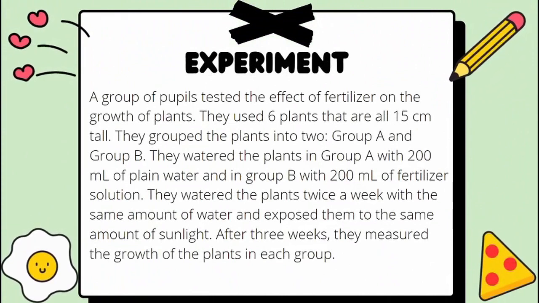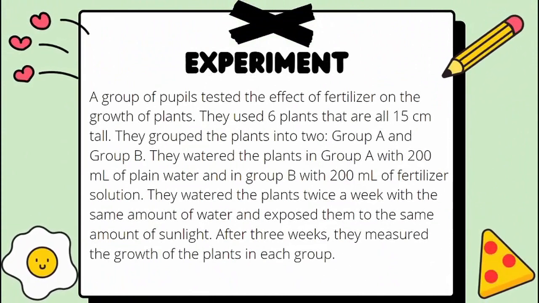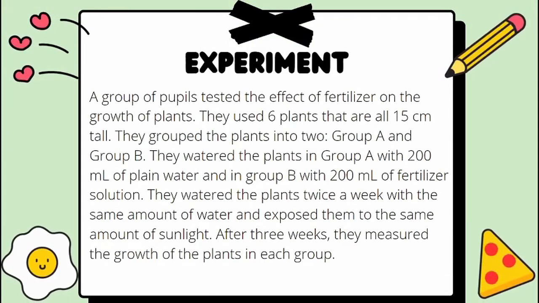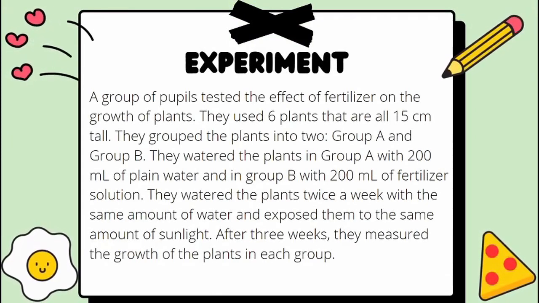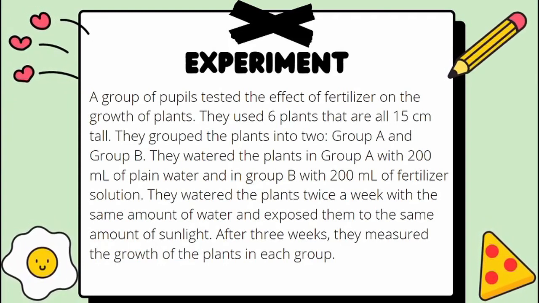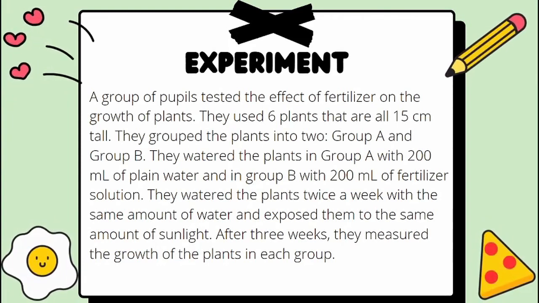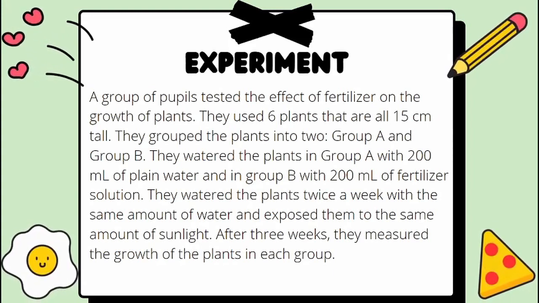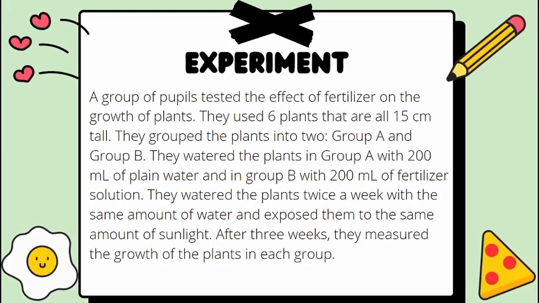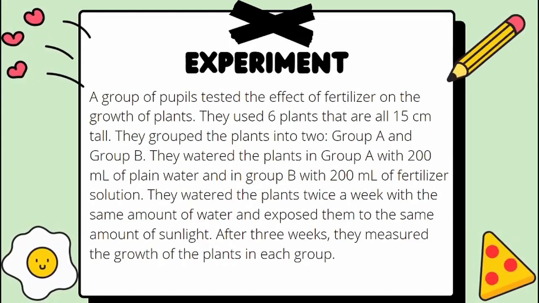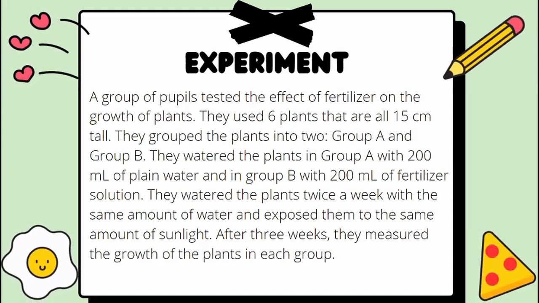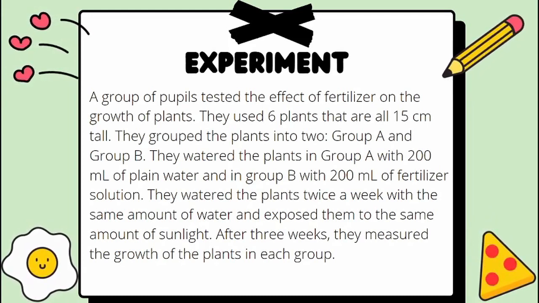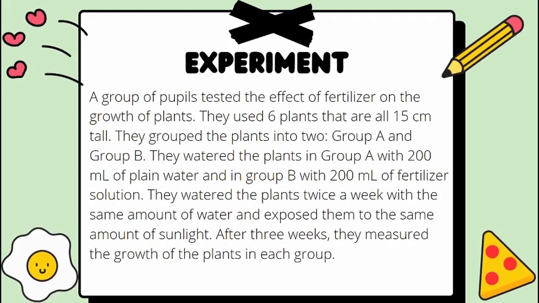Alright. So, yung nakita nyong picture, eto na yung procedure niya. Okay? So, it can be written like this. A group of pupils tested the effect of fertilizer on the growth of plants. They used 6 plants that are all 15 centimeter tall. They grouped the plants into two, Group A and Group B.